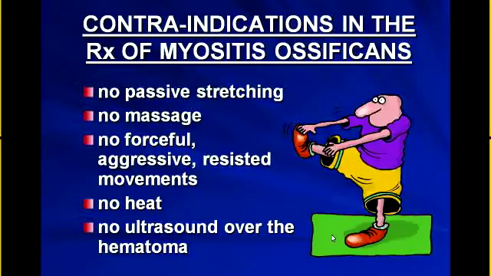If the patient has myositis ossificans, we should not be passively stretching. We should not be massaging directly over the lump. We can massage around the lump. We can do heat around, but not over the painful lump. No ultrasound directly over the hematoma. Again, because it will actually stimulate further laying down of bone.